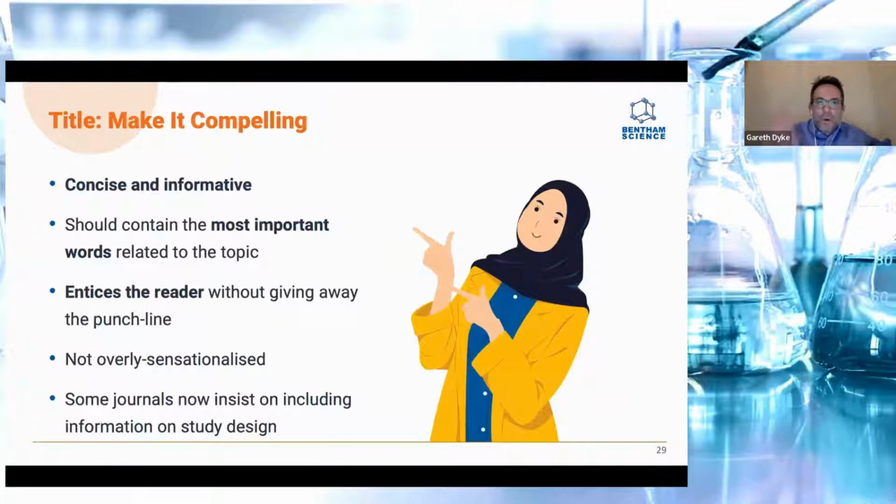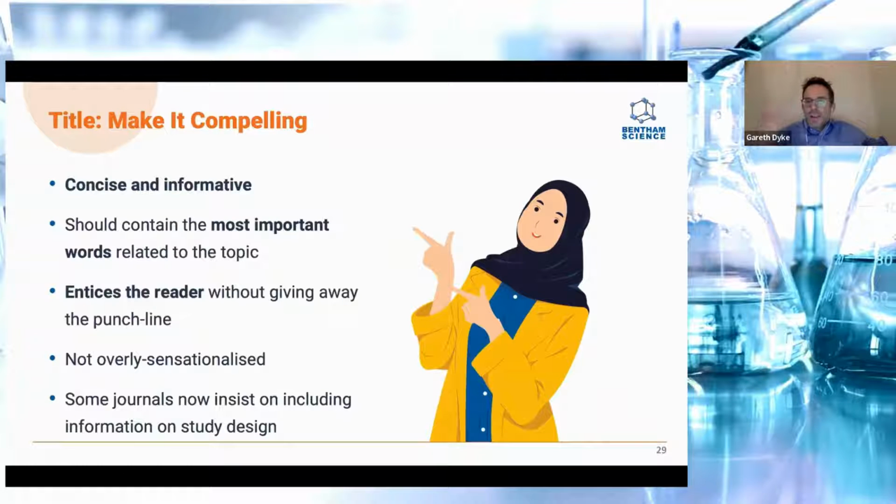They get people wanting to read the paper. Your title should be concise and informative. The most important words related to the topic entice people without giving away the punchline, not over sensationalized. And of course, some journals also insist on study design in the title.